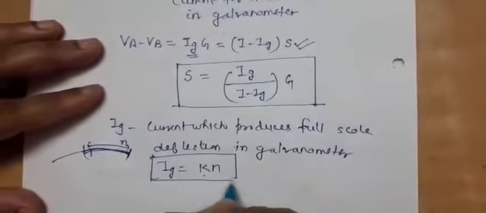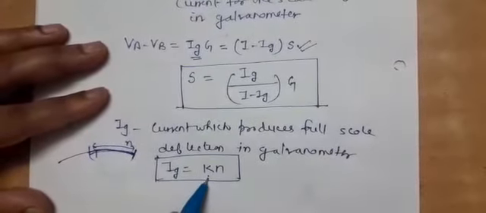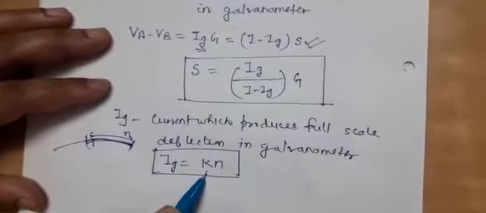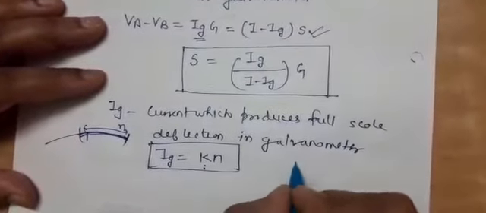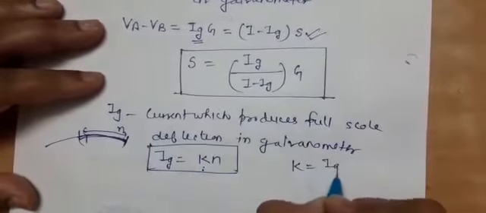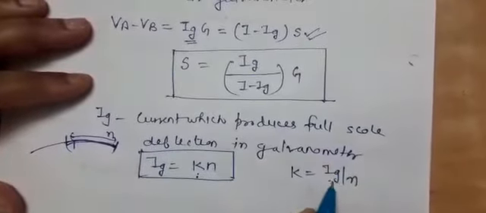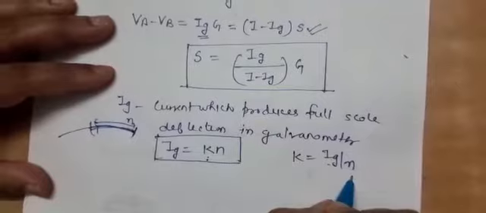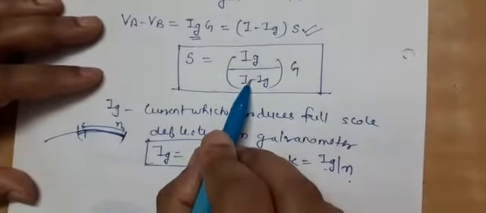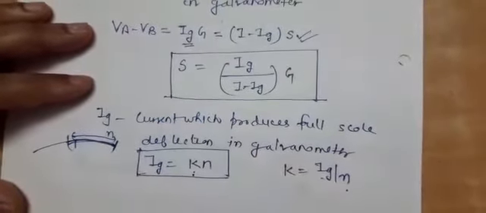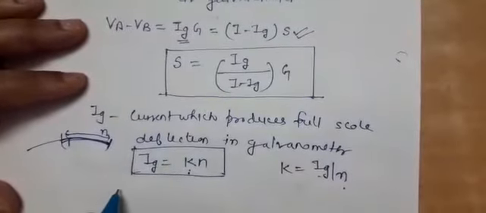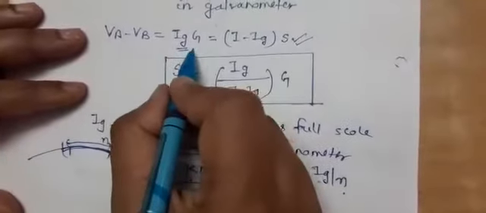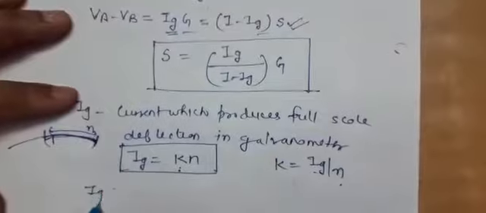Here you have to learn this result. From here you can also calculate the figure of merit. If you have to calculate the figure of merit, it will be Ig upon n, because it is the total current divided by the number of scale divisions. Now from this result we can also calculate Ig, the current flowing through the galvanometer. Here I am starting from this point, I have to rearrange it.